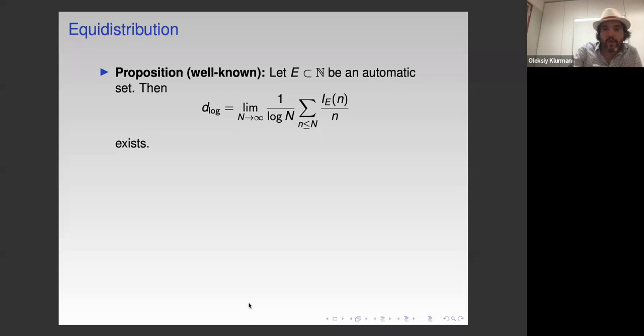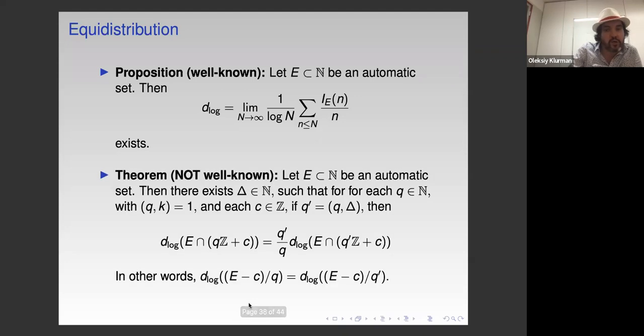So this is what it says. We have a density, a logarithmic density. And the second thing, which is not that well known, at least we couldn't locate it in the statement that we need: if you have an automatic sequence, then essentially you are dense in arithmetic progressions, logarithmically dense in arithmetic progressions. Let's try to understand this. Imagine there exists some discriminant, a finite number of primes. Maybe just look at the conclusion of that.